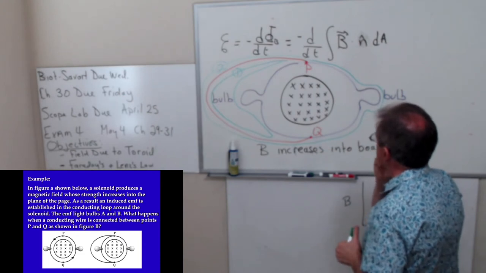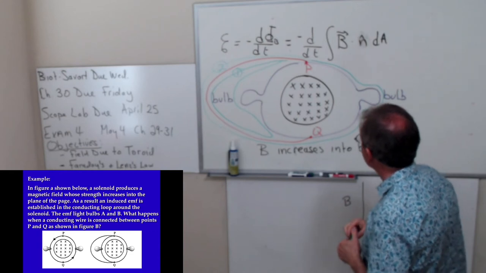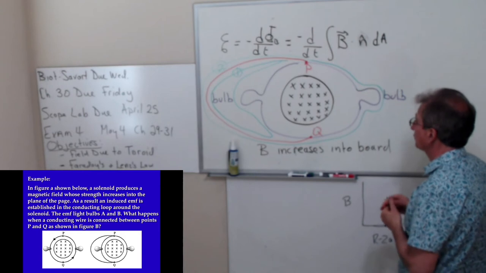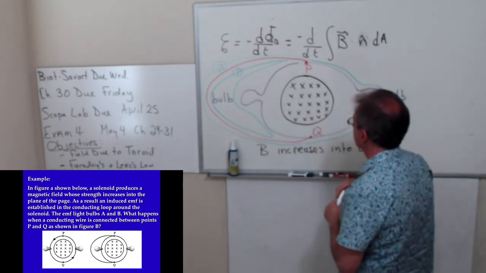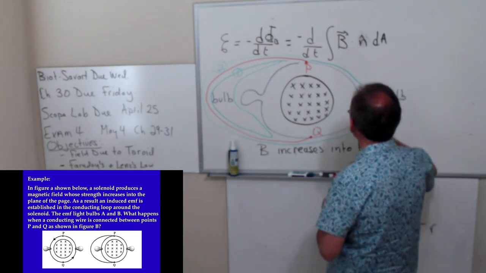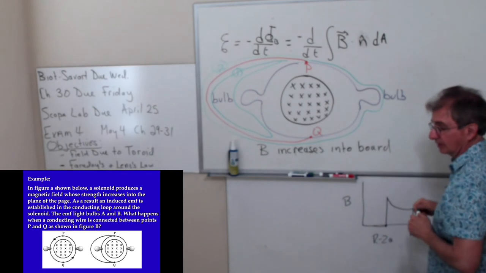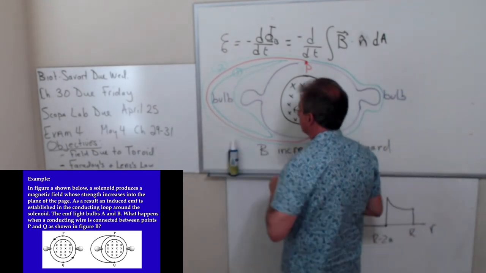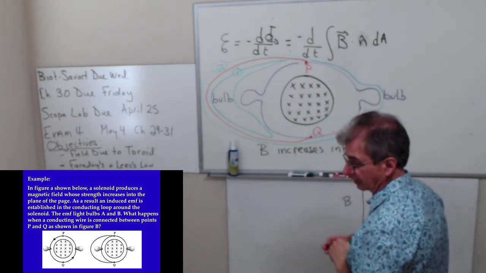What's the third loop? The two bulbs. The two bulbs. Okay, so you have two bulbs. So you have three loops. One with this bulb, one with this bulb, and then one with both bulbs. Now, let's take a look at loop one.